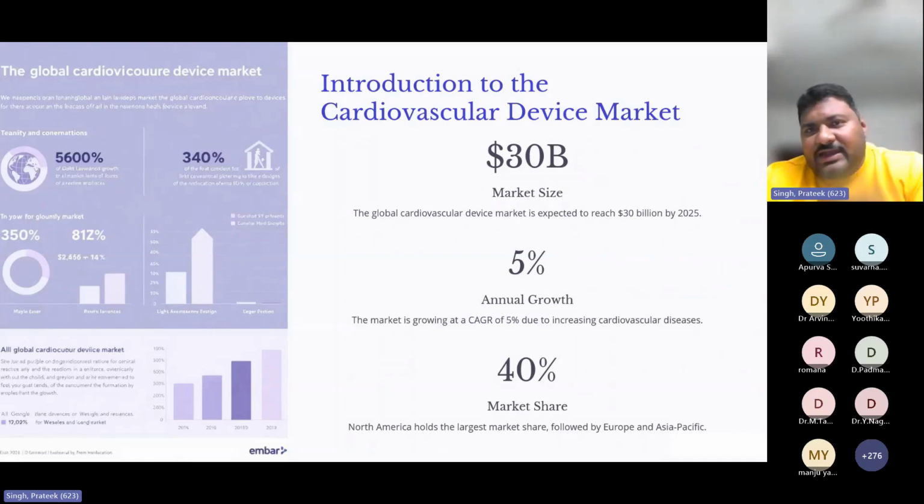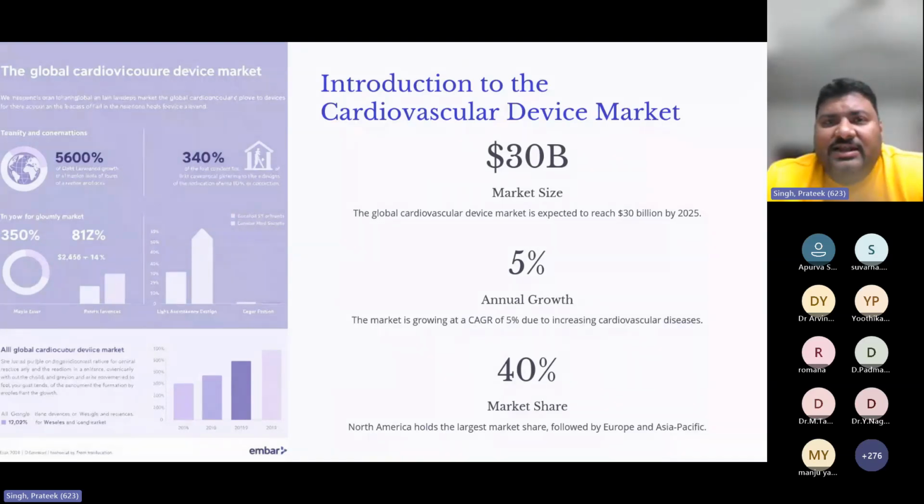So why cardiovascular devices? Because day by day the market size of these devices is increasing. By 2025 it will be $30 billion, with an annual growth of 5%, and a market share of 40% in North America, Europe, and Asia Pacific. And it will keep on increasing.